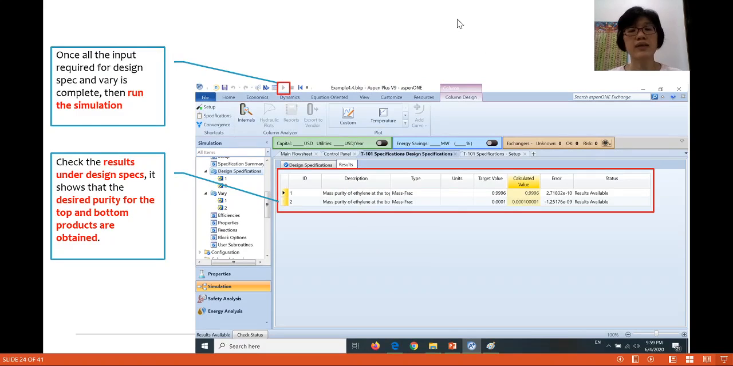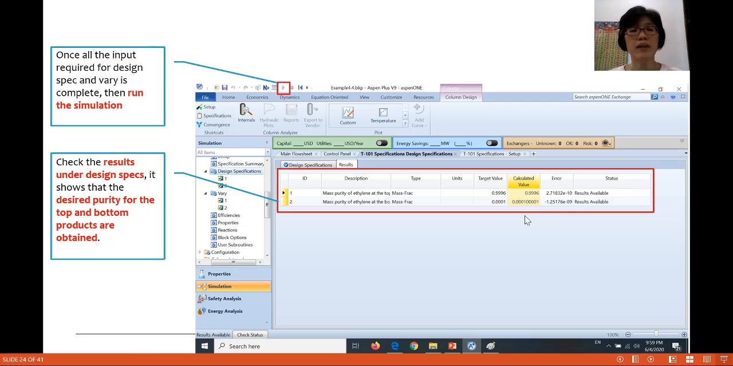Okay, then you just run the simulation, and if you don't know which page to go to, just click next. Then you'll be guided to run the simulation. And this is the results. If you go to design spec, and there's a results for you, just click results. So after the design spec execution, you are able to achieve the desired purity. Okay, this is the desired purity, the calculated value. This is a revised purity after you adopt the new parameters.